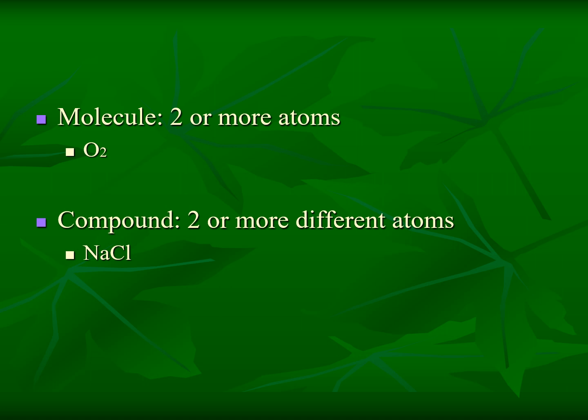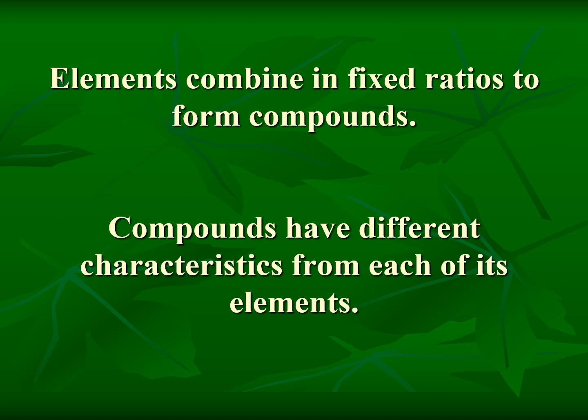A molecule is two or more atoms, such as two oxygen atoms combined together. And then a compound is when you have two or more different atoms. So you would have oxygen and hydrogen to make water, or, in this case, it's showing sodium and chlorine. Elements are going to combine in a fixed ratio together to form a compound. And the compound may have very different characteristics than the elements that make it up.